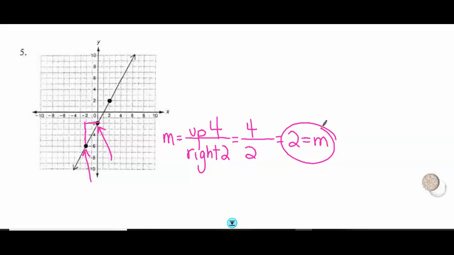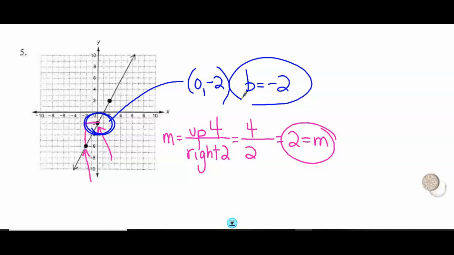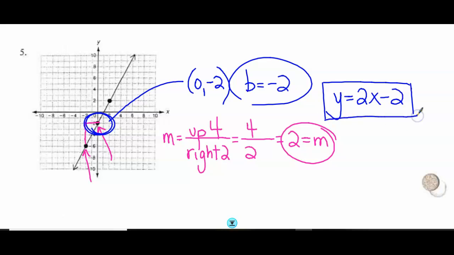b is the point where the line crosses the y-axis, and right here is where it crosses the y-axis. That is the ordered pair (0, -2). That means my b is -2. So on this last one, we have our slope, we have our y-intercept. Our equation would be y equals 2x minus 2. That's how you write equations of lines in slope-intercept form.